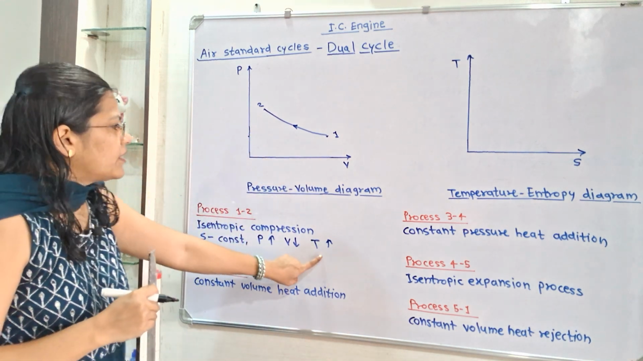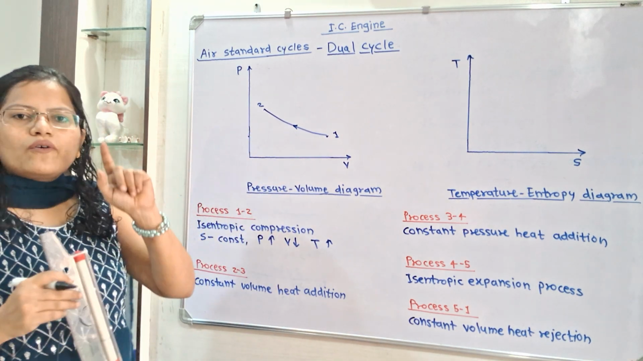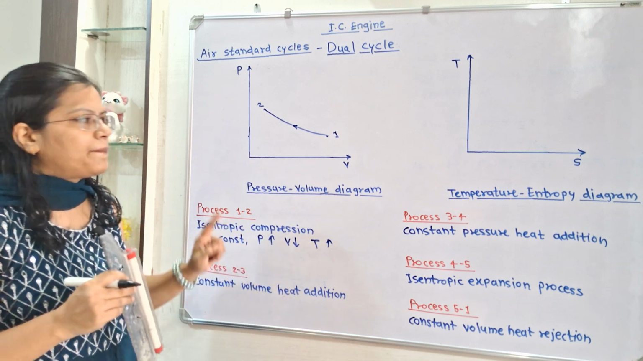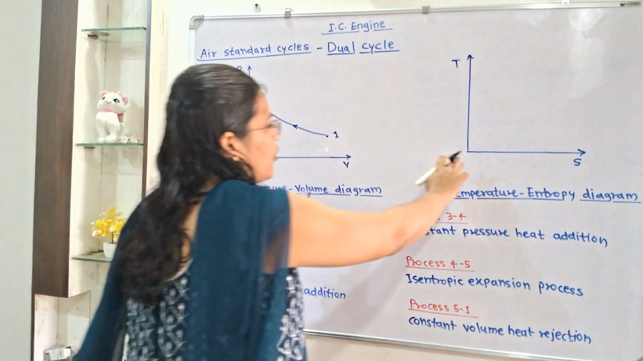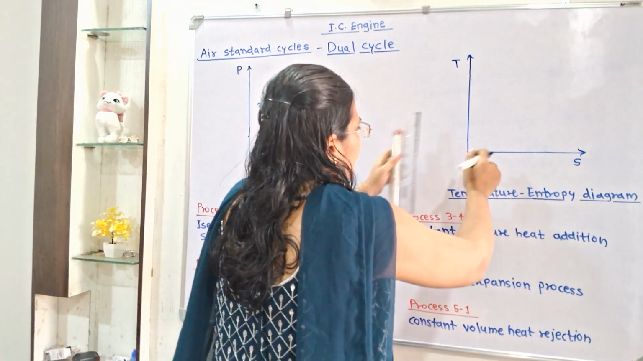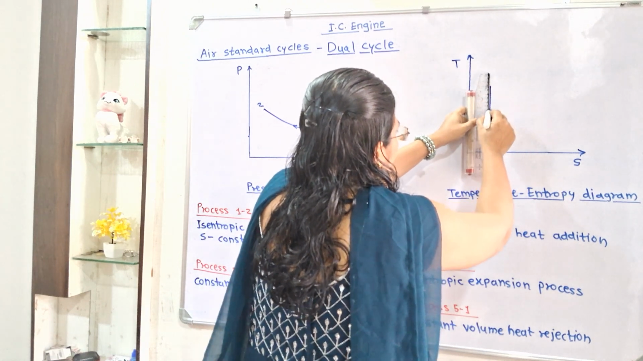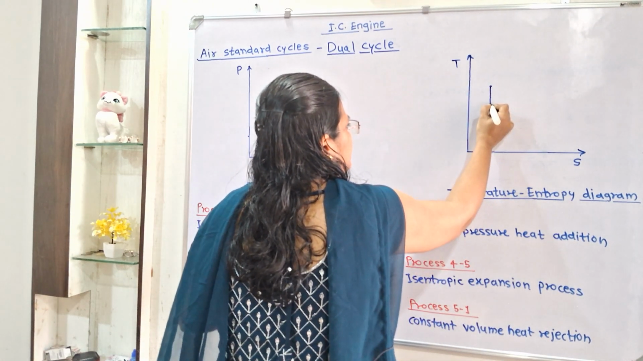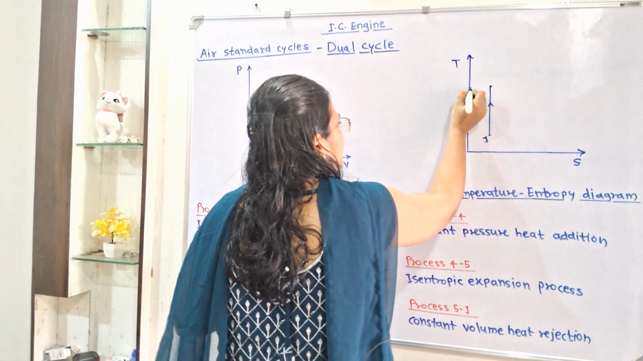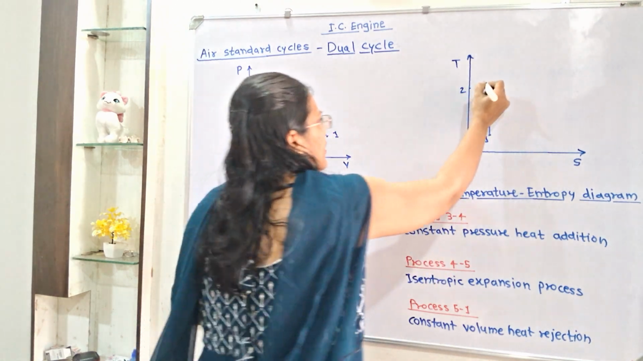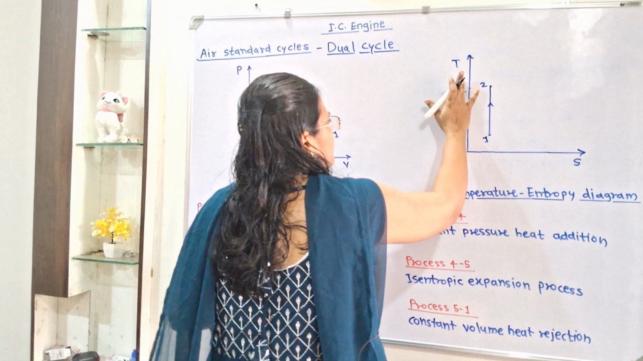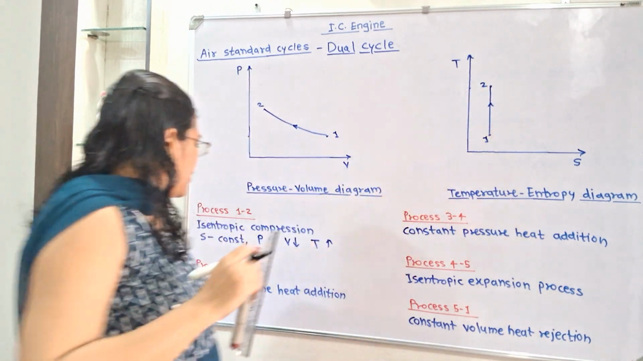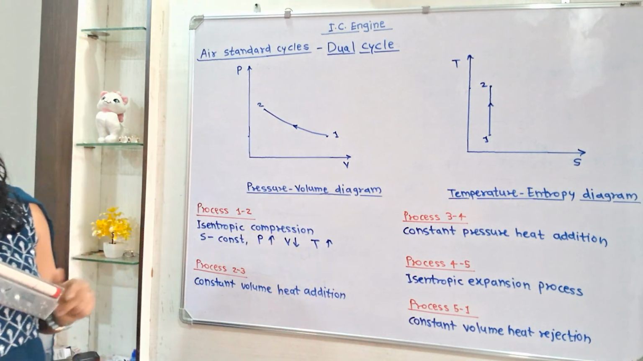Now we will move to the temperature-entropy diagram. Now S remains constant and temperature increases. So for this constant S, we have to show a vertical line. And this is the point 1, because the temperature increases, here we will show point 2. So I will show here, this is the point 2. Now we will move to the next process, 2 to 3.